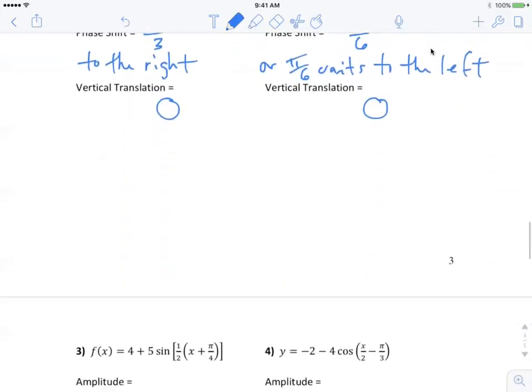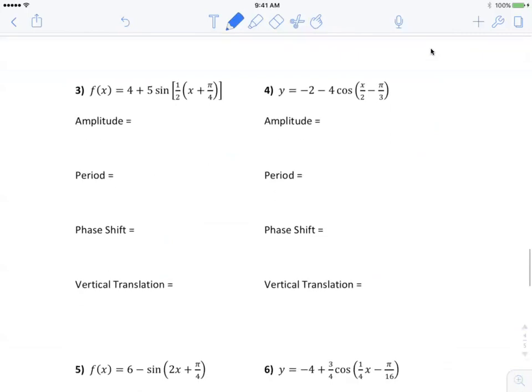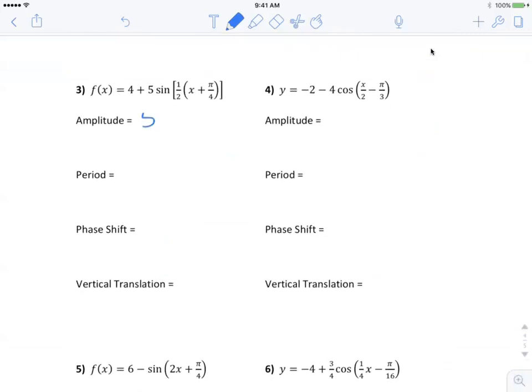Let's continue. How about the next one? Amplitude, I can identify it. It's the 5 right out front of that sine. The period, 2 pi divided by a half. Right? That b is always right in front of the x. I'll get to why we have brackets and parentheses in a minute, but for right now, just think of right in front of the x. This is going to be 2 pi times 2 over 1. So 4 pi.